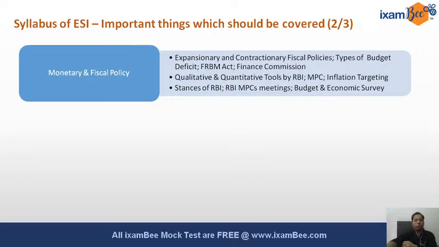So qualitative and quantitative tools by RBI. What are the tools at the disposal of RBI to regulate the money supply in the economy? So what is MPC, which section governs the MPC formation, who are the members of MPC, how is MPC appointed, and inflation targeting. What are the different types of inflation, be it disinflation, deflation, inflation, hyperinflation. Inflation targeting: which committee gave us inflation targeting, which was the first country in the world to go for inflation targeting, which is the RBI committee which was formed for it, and what were its recommendations, what are the different kinds of stances of RBI, be it accommodative, neutral, etc.